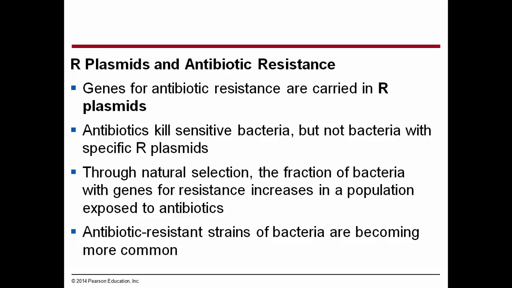R plasmids and antibiotic resistance. Genes for antibiotic resistance are carried in R plasmids, and antibiotics kill sensitive bacteria, but not bacteria with specific R plasmids. Through natural selection, the fraction of bacteria with genes for resistance increases in a population exposed to antibiotics. Antibiotic-resistant strains of bacteria are becoming more and more common. So these R plasmids do have an effect through natural selection.